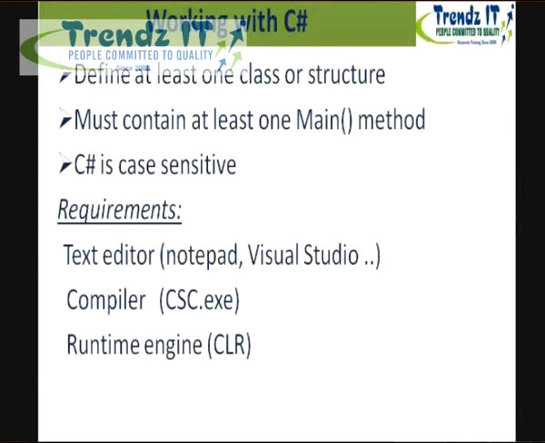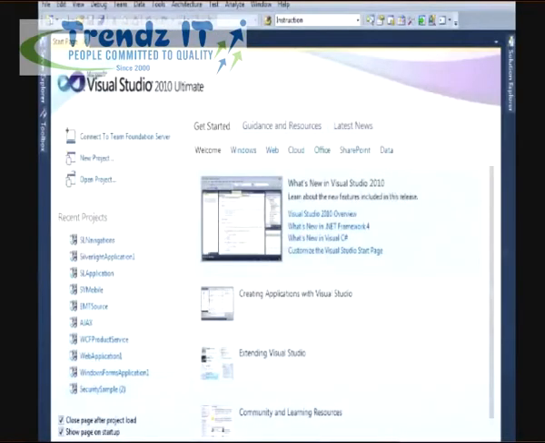In order to work with C#, we require certain software. Number one is a text editor where you can type the programs, the syntax part. You can make use of Notepad to write a C# program, or you can make use of a product given by Microsoft, that is Visual Studio. Presently, we are using Visual Studio version 2010. We have Visual Studio 2010 here to see the demonstration.